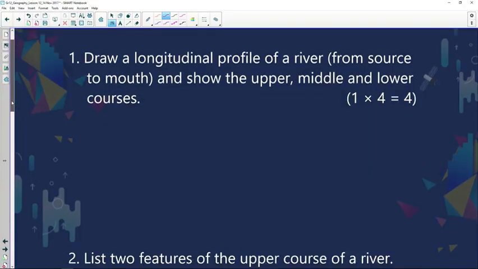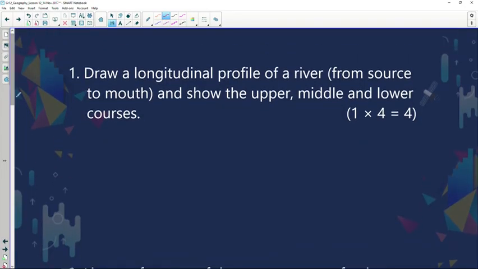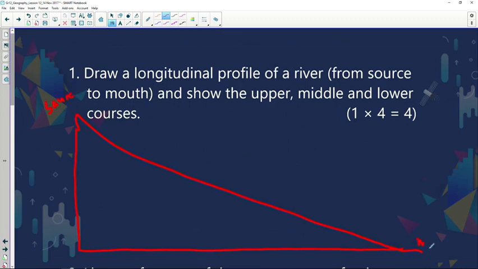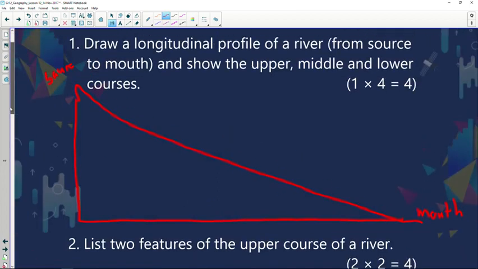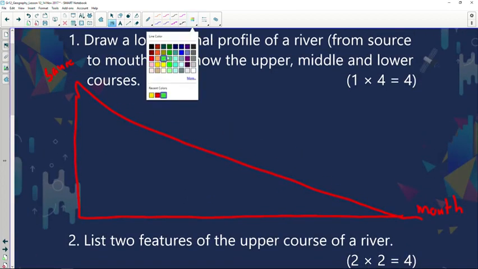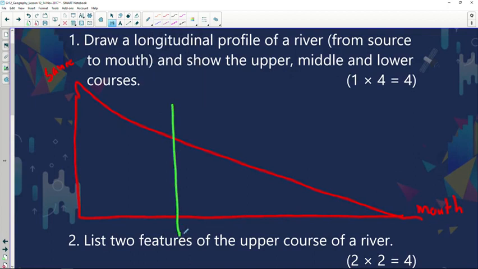Now, our next question over here: draw a longitudinal profile of a river from the source to the mouth and show the upper, middle, and lower course. Now, when we discuss the river profile, we know that the river originates from the source, and where we experience base level of erosion, that's where the mouth is. So there's the source, there's the mouth. Now what we can do with this river profile, we can divide it up into the upper, middle, and lower course.